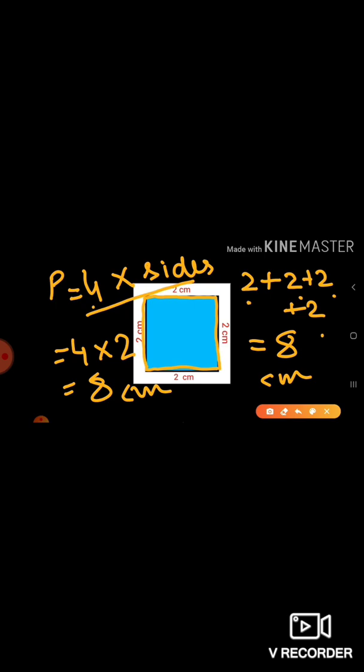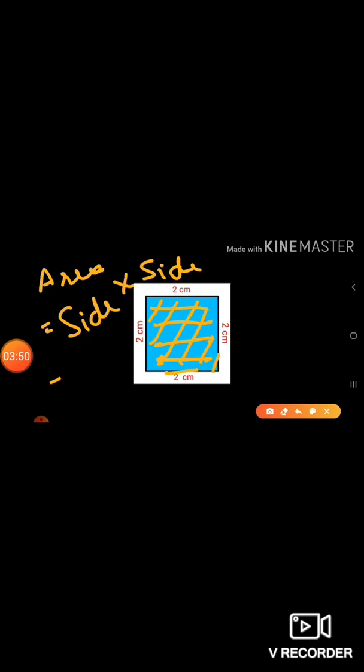Shall we move on to the area? See here, Kanna, area is nothing but side into side. You already know that area is the space occupied by this surface, the space occupied by this figure. So see here, the blue color is the area. So area is equal to side into side. Side means, here all the sides are equal. So 2 into 2. So 2 2's are how much? 4. So area of the square is equal to 4 centimeter.